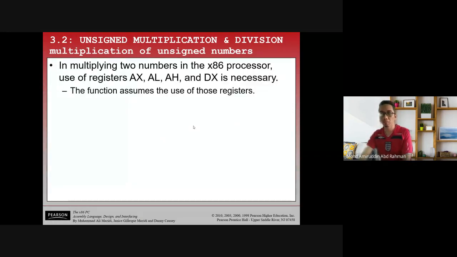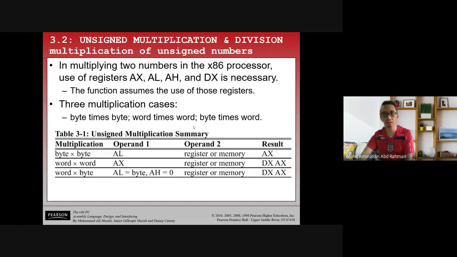In multiplying two numbers in the 86 processor, the use of registers AX, AL, AH, and DX is necessary. The function assumes the use of those registers. So whenever you do multiplication, you need to use these registers: AX, AL, AH, and DX. We have three multiplication cases: byte times byte, word times word, and byte times word.